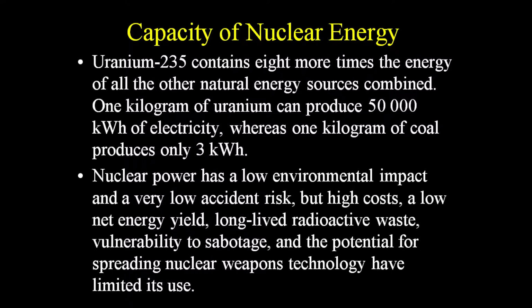Uranium-235 contains 8 times more energy than all the other natural energy sources combined. 1 kilogram of uranium can produce 50,000 kilowatt-hours of electricity, whereas 1 kilogram of coal produces only 3 kilowatt-hours. Nuclear power has a low environmental impact and a very low accident risk, but high costs, a low net energy yield, long-lived radioactive waste, vulnerability to sabotage, and the potential for spreading nuclear weapons technology have limited its use.